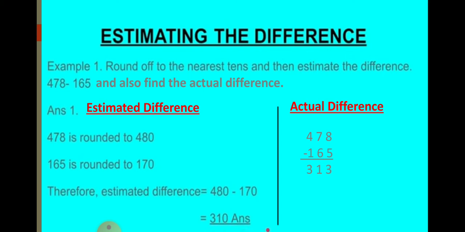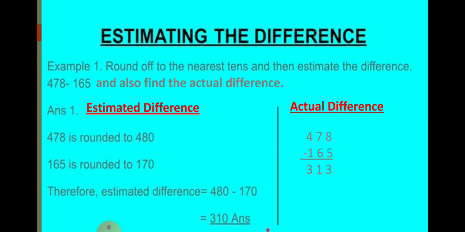Now let us see 165. Again we will see which digit is at tens. So 6 is at tens. Now you will see which digit is next to 6, on the right side of 6. 5 is next to 6.